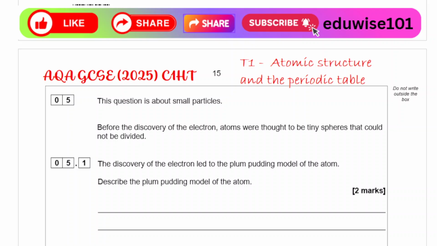In this video, I'm going to go through the AQA Chemistry Paper 1 Higher Tier from 2025. Question number 5 is on the topic of atomic structure and the periodic table. This question is about small particles.